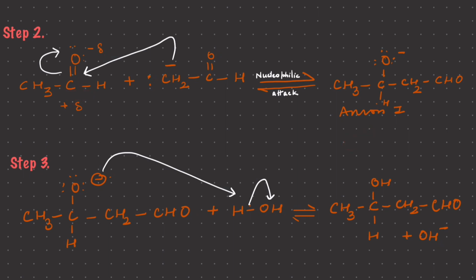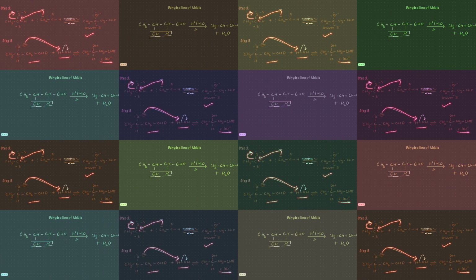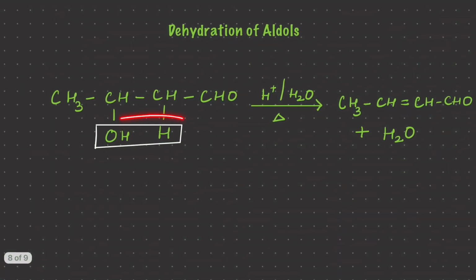Now this anion again attacks water. The negative part takes a proton from water to give the beta hydroxy product, and OH is released. Now this is your aldol reaction product. If you want, you can perform dehydration. This water is removed to give you the alpha beta unsaturated product.